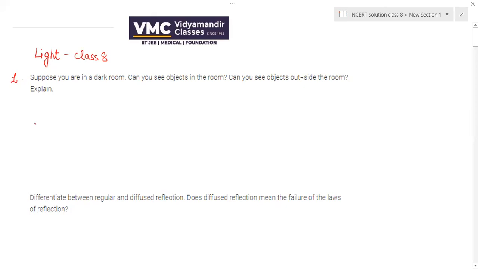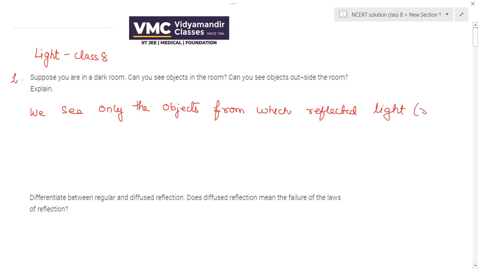So we will write it as: we see only the objects from which reflected light rays enter into our eye, or it should be able to produce its own light.